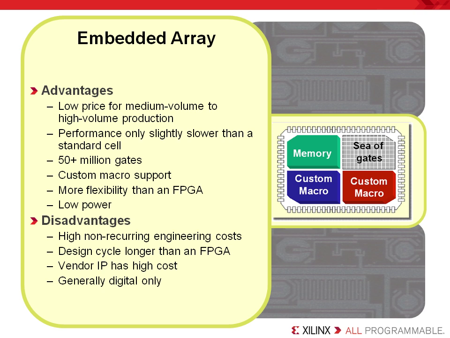They support many gates. In fact, a 50 million gate device will allow some custom macros. They are also generally more flexible than an FPGA and use less power than FPGAs. Some disadvantages of embedded arrays include a high non-recurring engineering cost, a longer design cycle than an FPGA, again limited vendor IP with a high cost associated with that, and generally they implement digital circuits only. But in general, they require extensive testing, have similar caveats, and have as much design risk as standard cell ASICs.